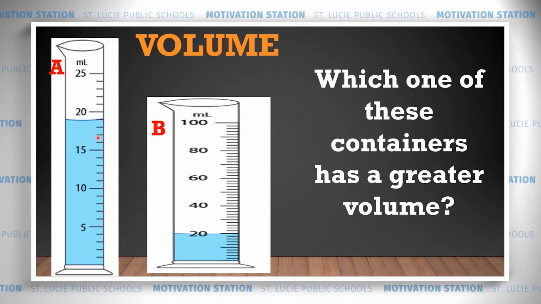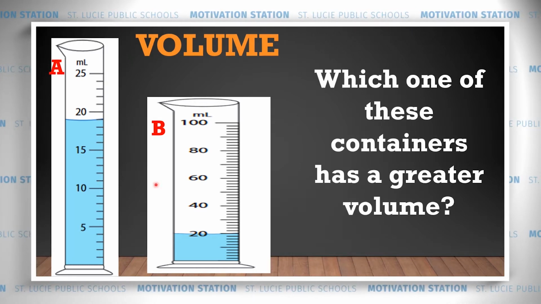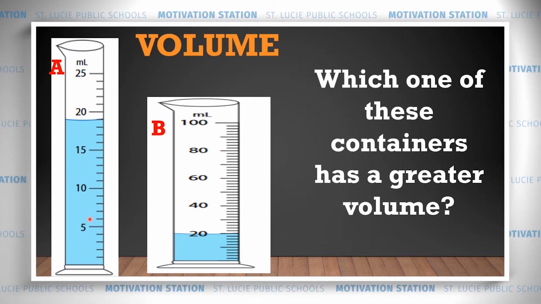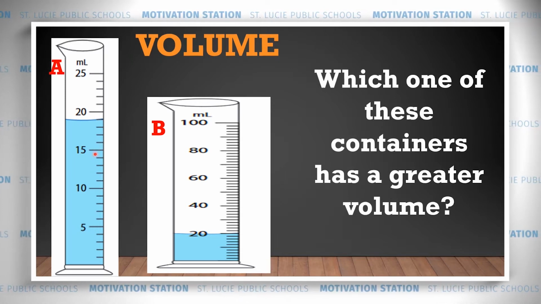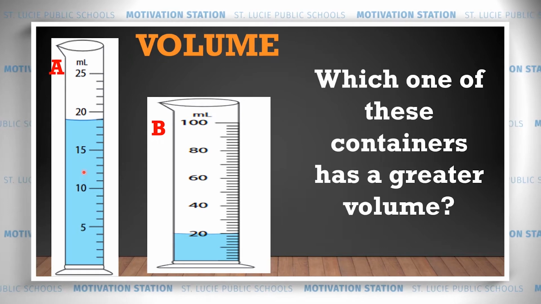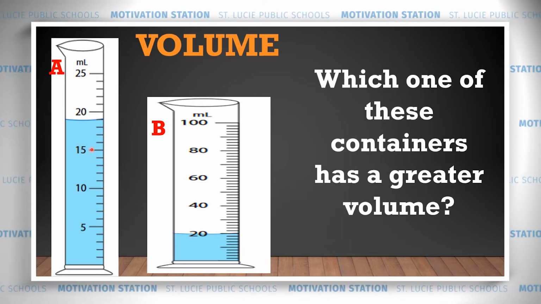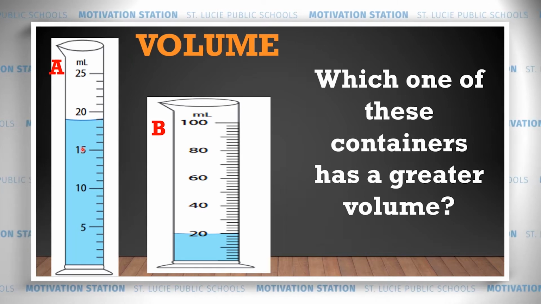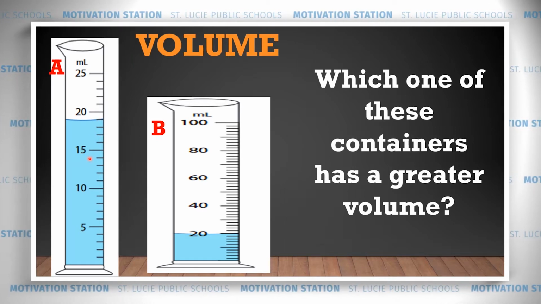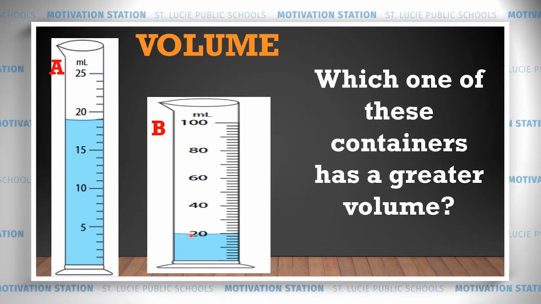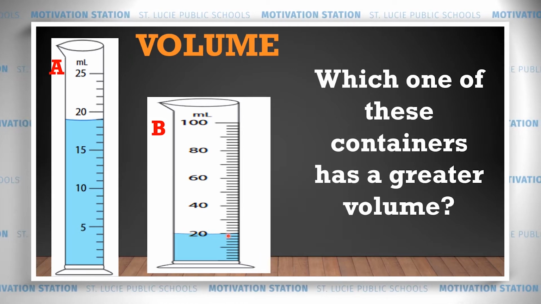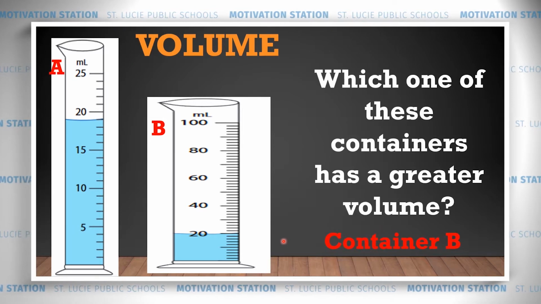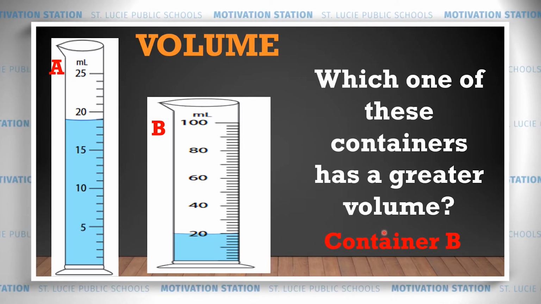But I'm going to determine my scale for each one and then see how much each one has in it. This one's counting by 5s, and there are 5 in between each set of numbers. So if I go to 15 and then say 16, 17, 18, 19, this one has 19 milliliters. And if I look at container B, it's right on the 20. So I now know that container B has 20 and it has the greater volume.